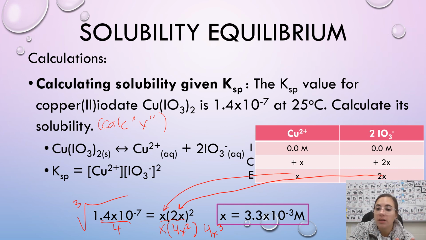You can either plug the cube root into your calculator, or this is the same thing as raising it to the 1/3. Taking the cube root is the same thing as raising to the 1/3. If we have to take the 4th root, raise it to the 1/4. The 6th root, raise it to the 1/6. Same thing. And we get that x equals 3.3 times 10 to the negative 3 molar. So that is the molar solubility of copper(II) iodate.